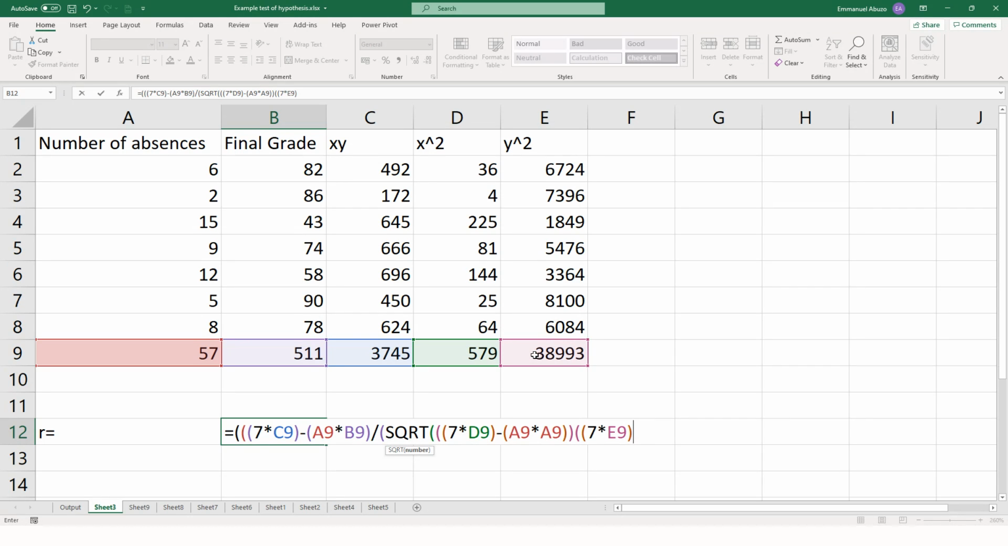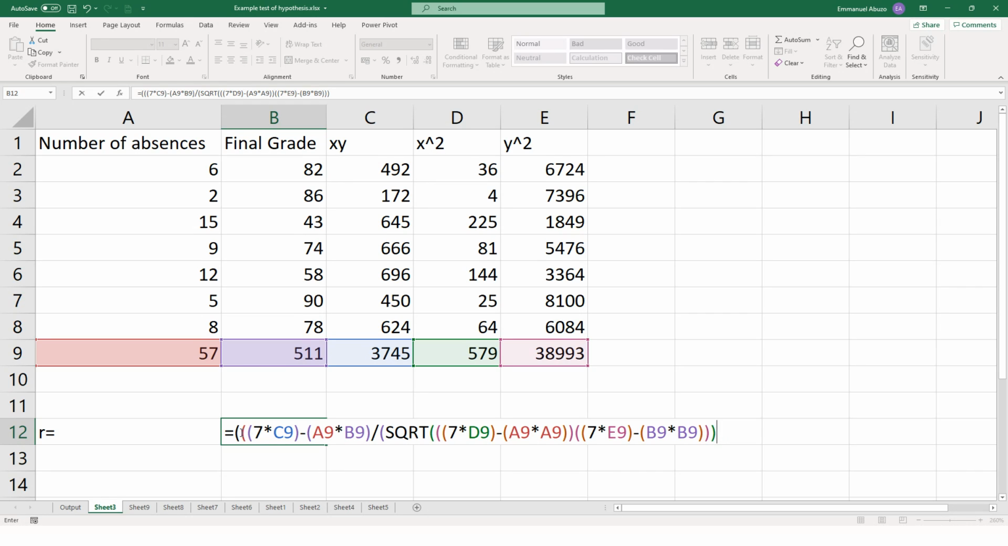Minus, open parentheses, you have the summation of y quantity squared. So this is our y, times itself. Close, another close. The another close is for this one. And then we have another close. Oh, that is for the denominator.